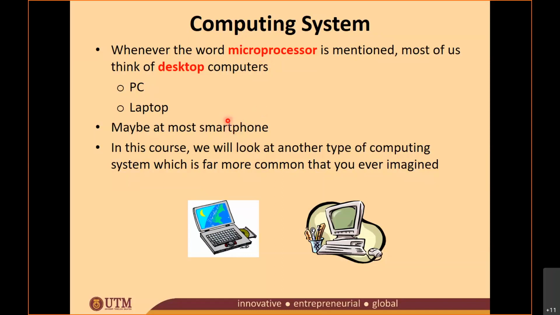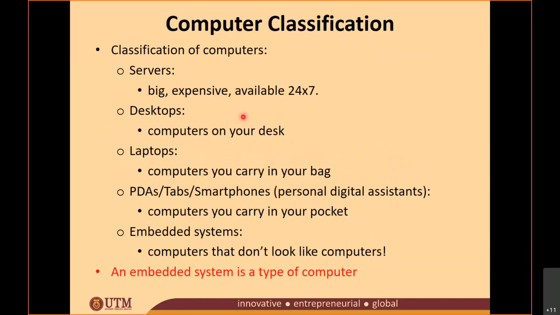There are a few ARM processors such as Mali, and then you have the Exynos and all those things. So in this course, we will look at another type of computing system which is far more common than you ever imagine. Kita akan tengok lagi apakah type of computer system yang menggunakan microprocessor instead of laptop, PC dengan smartphone. So computer boleh diklasifikasikan, the computer can be classified into 5 types.